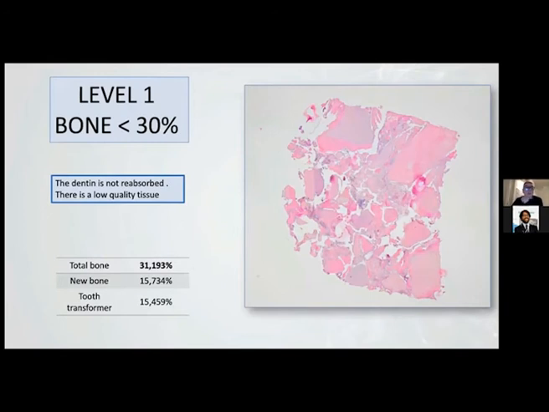This is level 1, where the new bone is less than 30%. In this case, the total bone is 31%, but the new bone is only 50%, and the tooth transformer is 50%. So we can observe a lot of space between the granules and some soft tissue between some granules. This is not a good result, but we don't know if the cause is the dentin or the surgery.